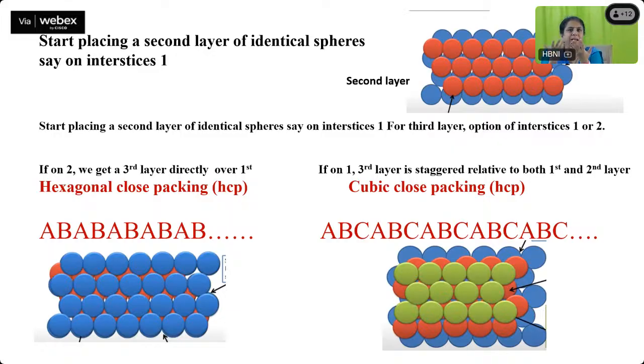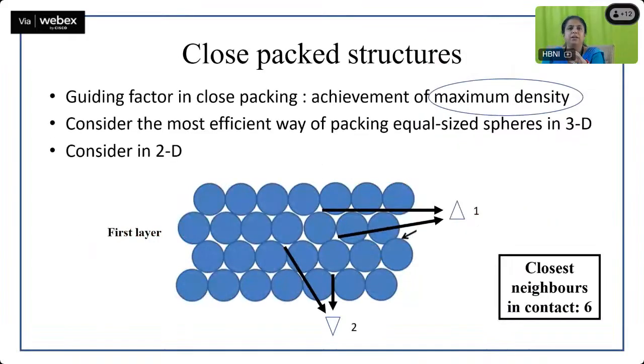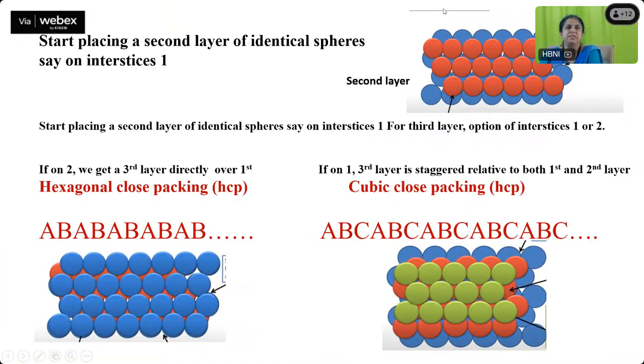Now I have to place a second layer of identical spheres on it. One thing you should understand is they're so close by that I cannot really put it on both 1 and 2. I have to choose one of them. So let me choose one. I place the second layer of identical spheres on the interstices that are pointing upward. So I get something like this. Okay. Now your second layer will also have 2 options. The triangular interstice is either pointing upward or pointing downward.